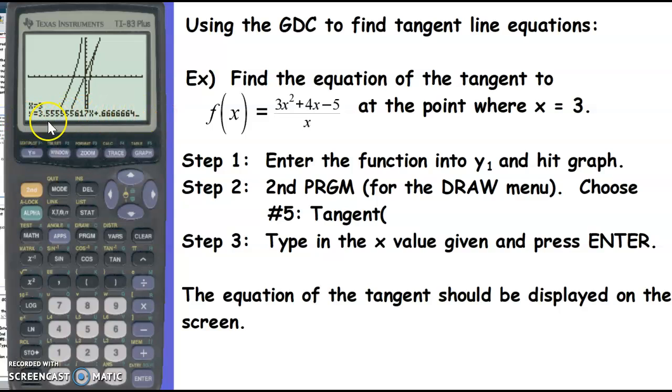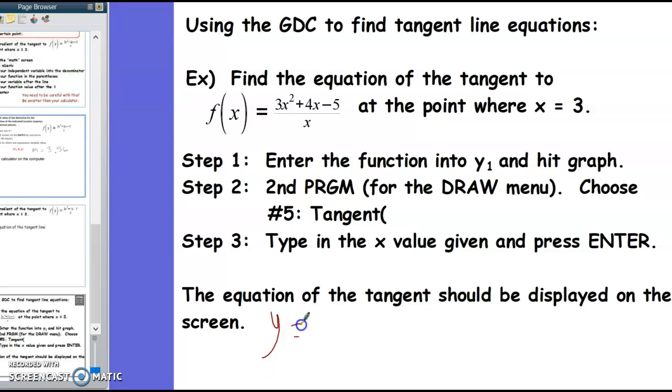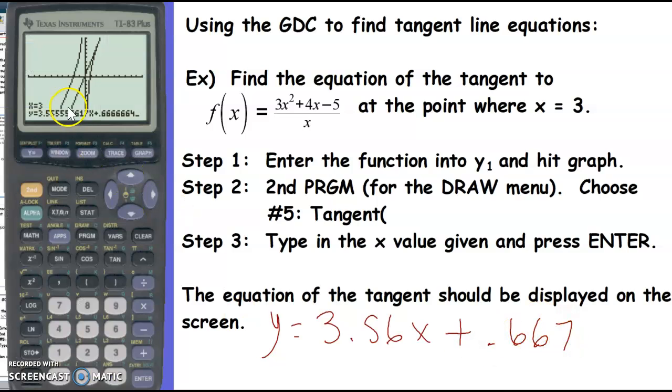All right, so there's your answer. The equation of the tangent line to this particular curve at this particular point, 3.56x plus 0.667. Okay, so let's write that down. y equals 3.56x plus 0.667. I'm just copying that right off the screen. And again, it makes sense that I would have decimals here, or fractions if I wanted them, because my original one was written that way.